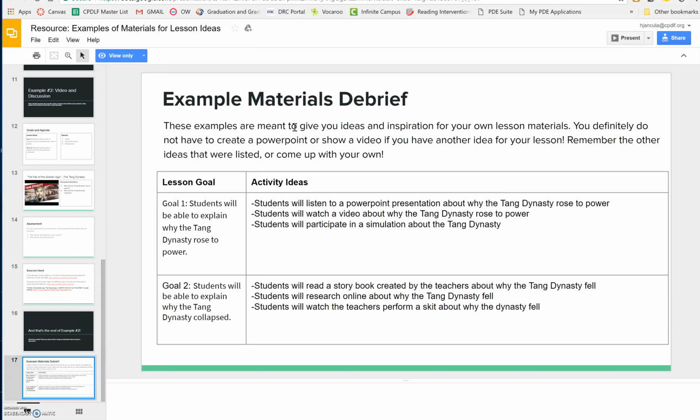These examples are meant to give you ideas and inspiration for your own lesson materials. You definitely do not have to create a PowerPoint or a video if you have another idea for your lesson. Remember the other ideas that were listed, or you can come up with your own. And I think personally, a presentation is just sometimes easier because you can put things in it, you can move things around. Google Slides is pretty easy to use. So just keep that in mind.